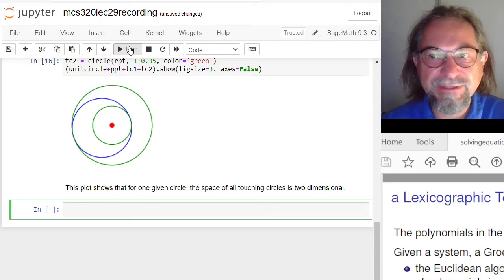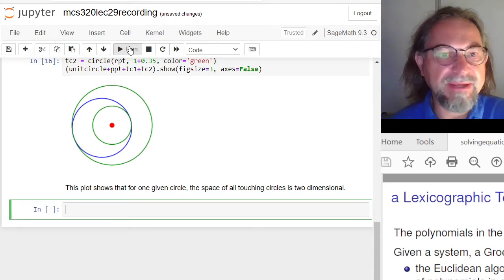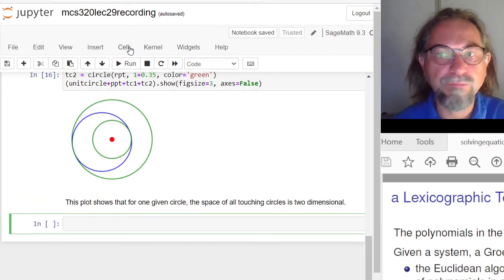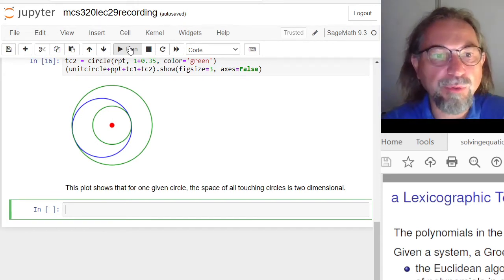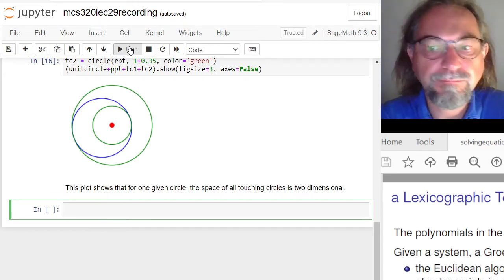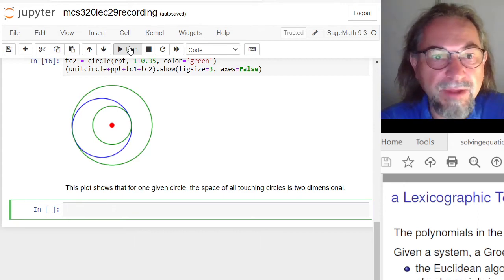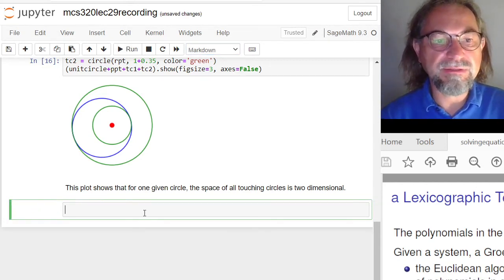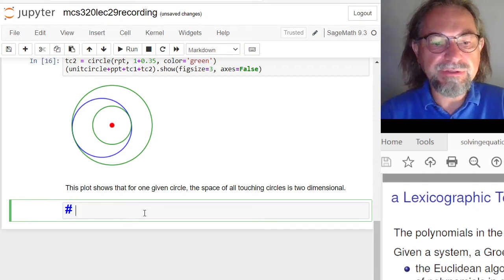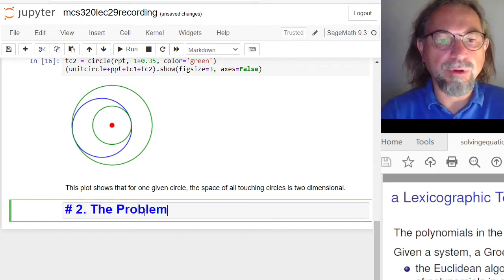When we've seen animations, you can now make an animation for the red dot moving around randomly, and then you draw the corresponding tangent lines. Okay, so I will not pursue this, so you're welcome to do this. So we want to go to solving systems of polynomial equations, and I will get to the problem of Apollonius.